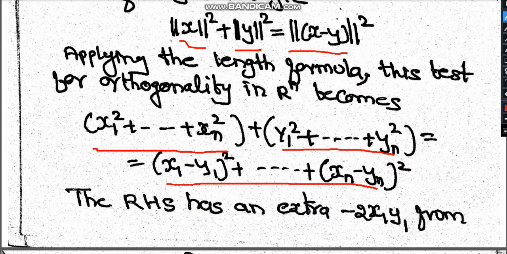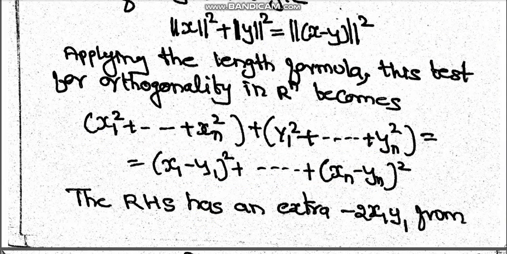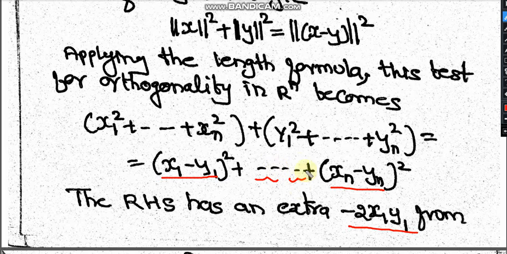Now just look into the expansion. If I expand x1 minus y1 whole square, what will I get? x1 square plus y1 square minus 2 x1 y1. So the right hand side will equal the left hand side, but the right hand side will have an extra minus 2 x1 y1 from the first square, and from the next I'll have minus 2 x2 y2, and from this minus 2 xn yn, and similarly x3 y3 and so on. So these are the extra terms.